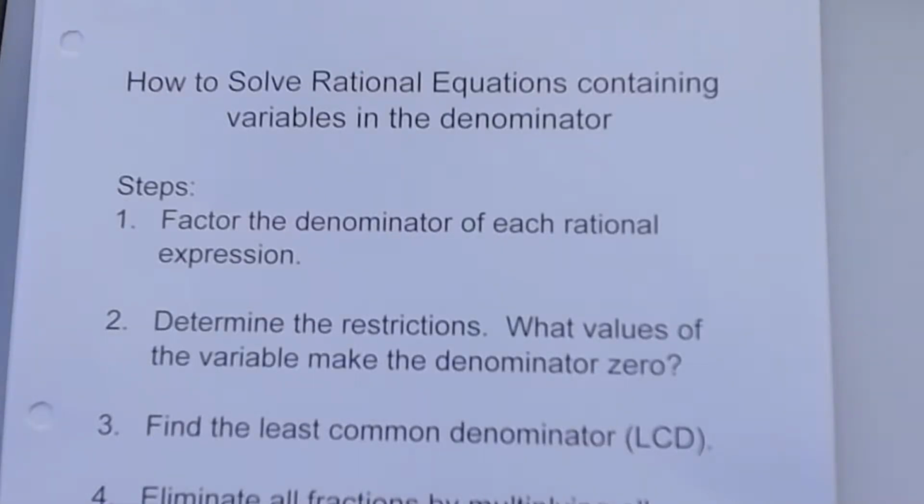All right, so how to solve rational equations containing variables in the denominator. Step one, remember what we did last time? We factored the denominator. So step one is to factor the denominator of each rational expression. Now remember, the other thing we did was, once we factored the denominators, we found the restrictions. The restrictions are the values of the variable that make the denominator 0.